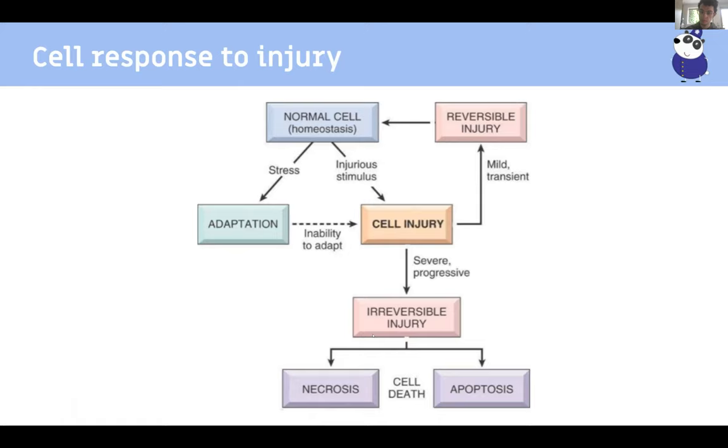Some tissues are very labile. Labile means their cells proliferate really quickly. Think of examples of labile tissues. Someone hit me up. It's all over your body. That's right, your skin. So your skin is a really labile tissue, and so that's probably going to be more likely not to lead to irreversible injury. It's probably going to be reversible. But something like your heart or your pancreas, if it's very severe, can be irreversible and can lead to necrosis, or if it's cell-signaled, to apoptosis.